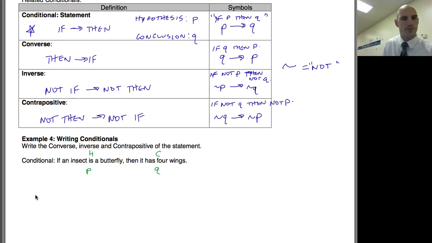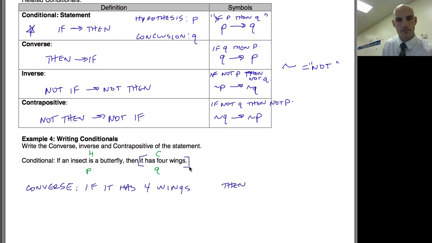So if I'm going to write the converse, it's going to look like this. My if and my then stay where they are. And I switch the two clauses. So if it has 4 wings, so that's my Q, then P. Then an insect is a butterfly. So I just switched those two clauses.